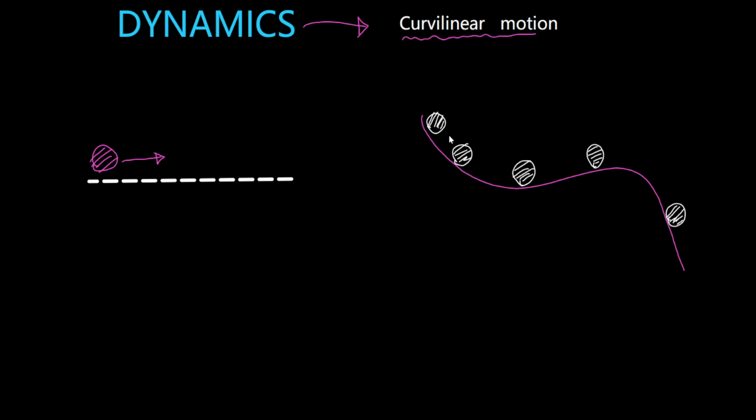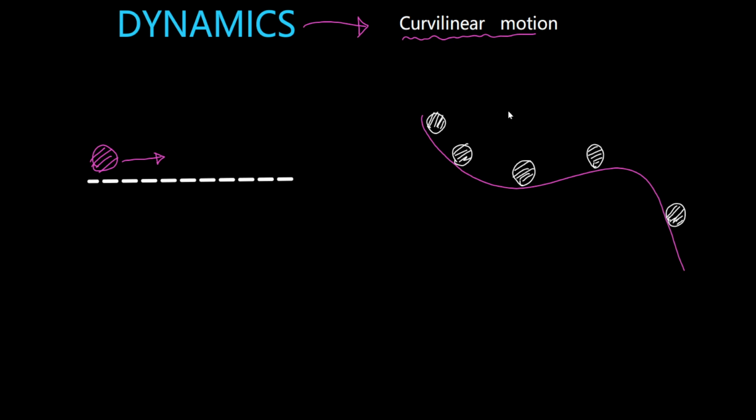That's the definition. We are going to discuss curvilinear motion in detail. We will analyze this curvilinear motion. Okay, to analyze it, what parameters are required? We will see one by one.